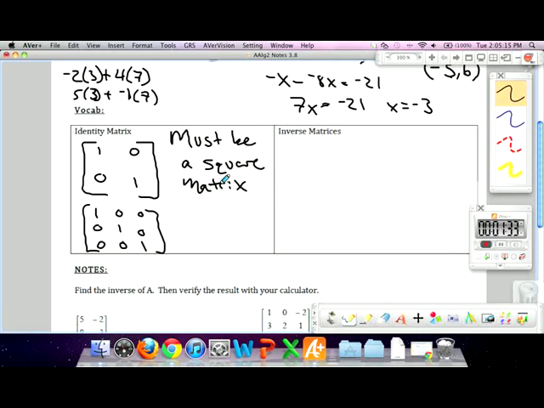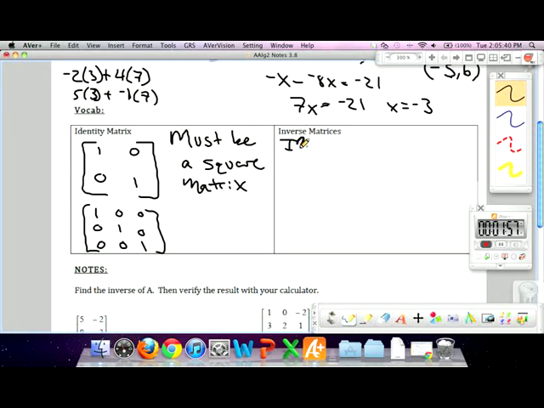What happens when you multiply a number by its reciprocal? It turns into 1. You get the identity out when you multiply something by its inverse. Okay? An inverse matrix, again, just like an identity, only makes sense if it's square.